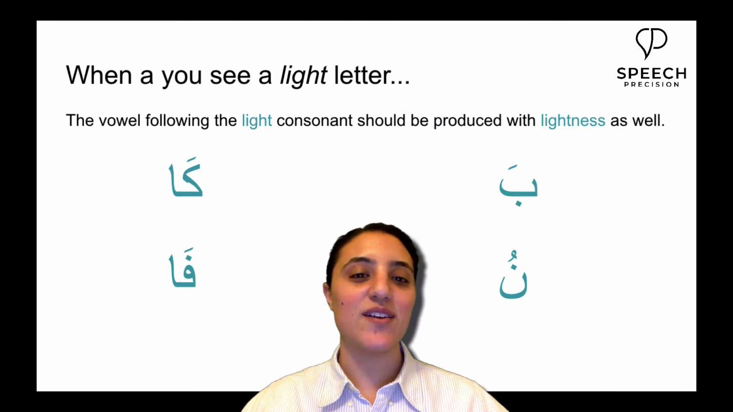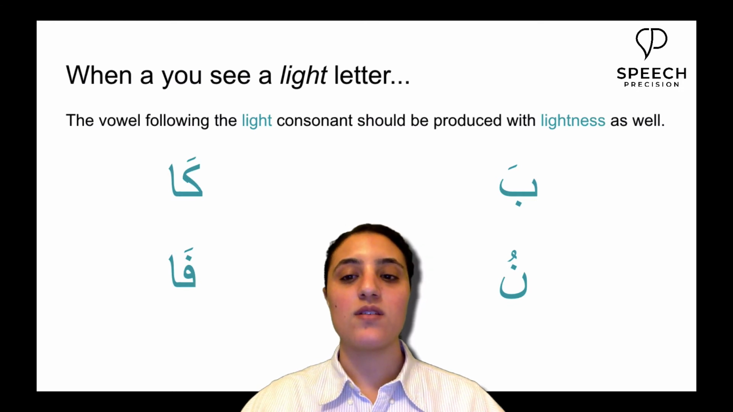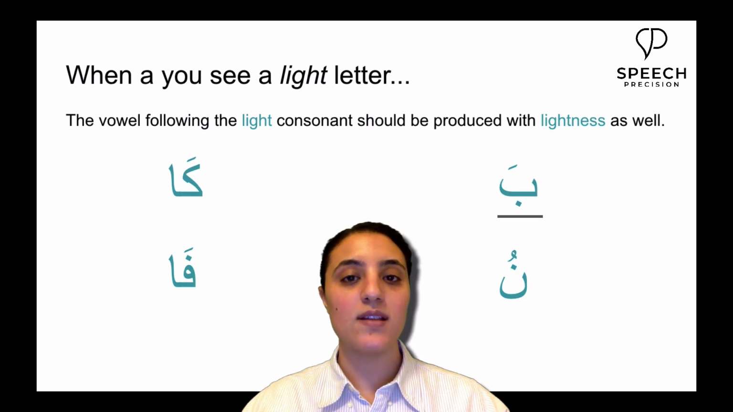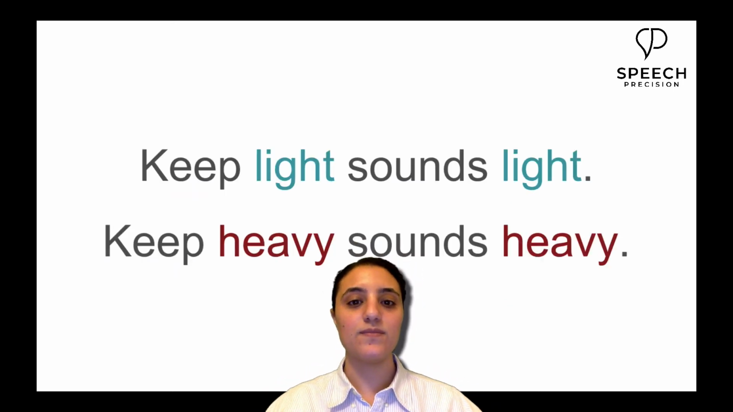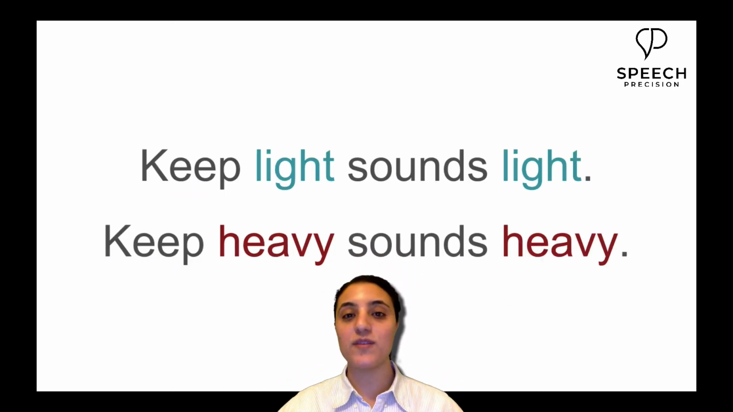When you see a light letter, the vowel that's following it will always be light as well. Okay, so here we have a ba with a fatha. You're gonna say ba, ba. The ba is light and the vowel after it is also light. We're never going to say ba, ba. It's always light. Ba, nu, ka, fa. Alright, so your takeaway from this video is to keep light sounds light and heavy sounds heavy. Always.